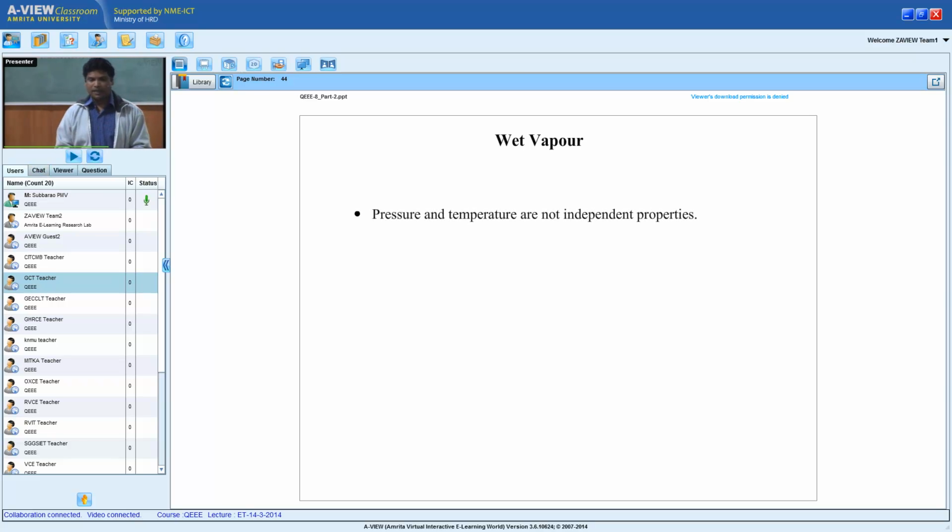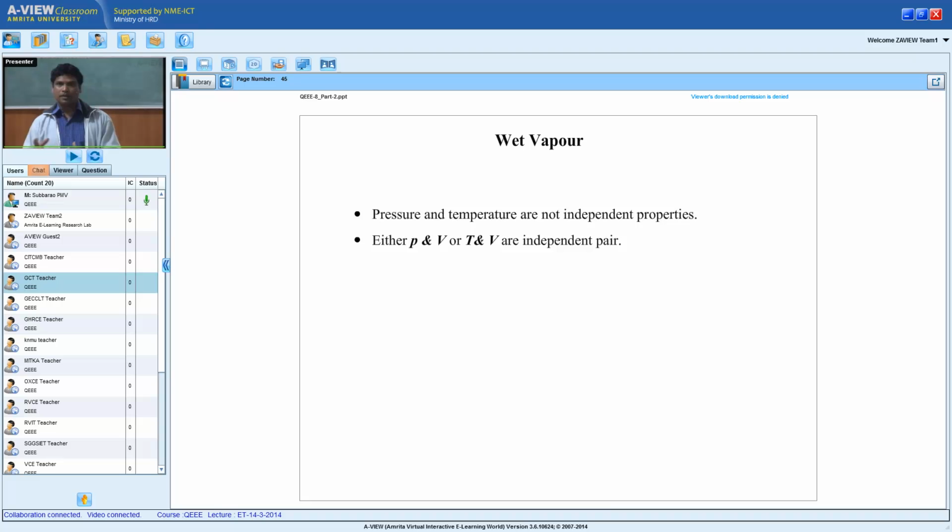Are pressure and temperature independent properties or not? Whenever I have a wet mixture, for every pressure there exists only one temperature. You cannot have pressure and temperature varying independently. That is the first point. The second one is whether P and V, or T and V, are independent. By keeping the pressure and temperature the same, I can increase the volume. How can I increase it? By increasing the dryness, isn't it? As more and more steam is there, the volume automatically increases. You have seen the domes also. So P versus specific volume and T versus specific volume can be independent.